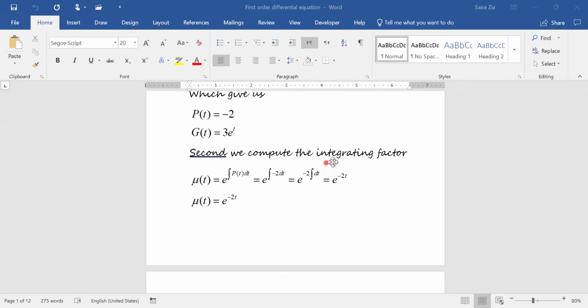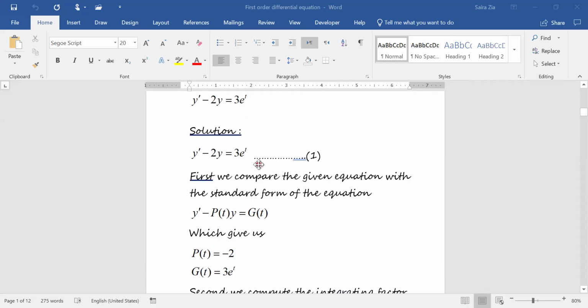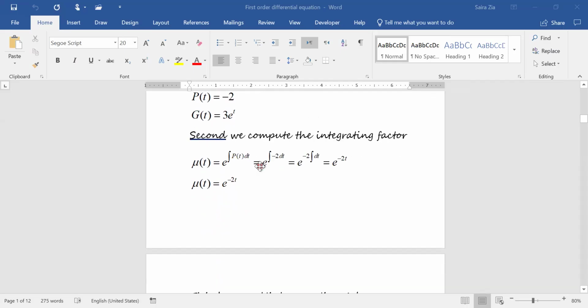Okay, second, we will compute the integrating factor. To find the integrating factor, the formula is mu(t) equals e to the power of the integral of p(t) dt. Here the p(t) function is minus 2, and we integrate with respect to t, so we get minus 2t. We get e^(-2t) as our integrating factor. Whatever integrating factor we get, we just multiply the given equation on both the right hand side and the left hand side with it.